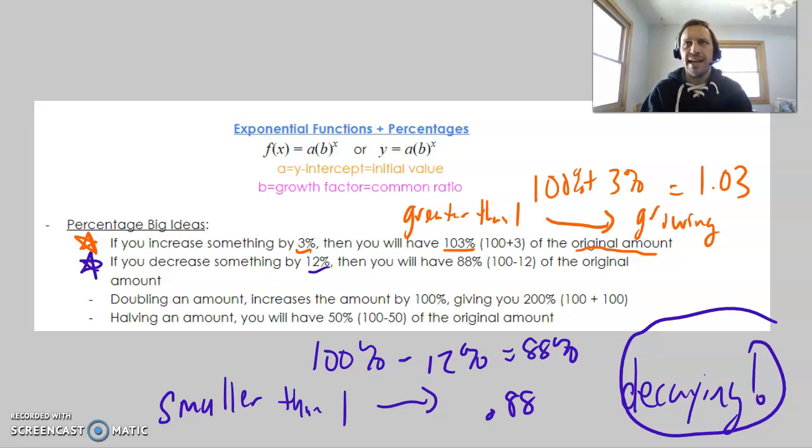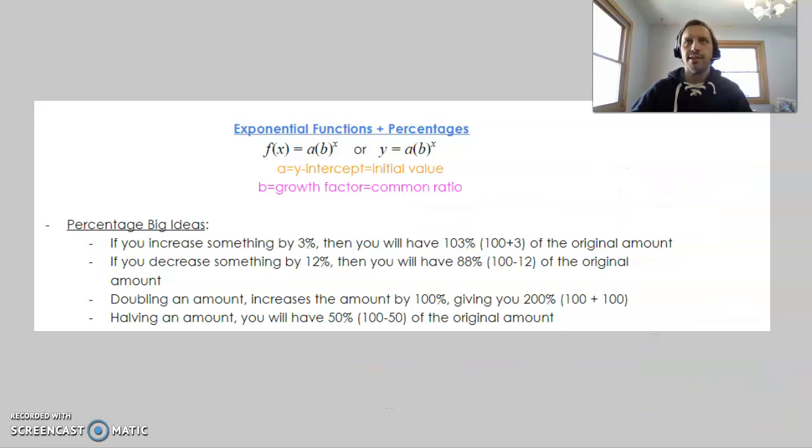Smaller than 1, decaying. Greater than 1, growing. Write that down in your notes right now. All right, you need to know those two things. Take a moment, pause, and do that. All right, so greater than 1 is what? Yep, it's growing. Less than 1? Decaying.